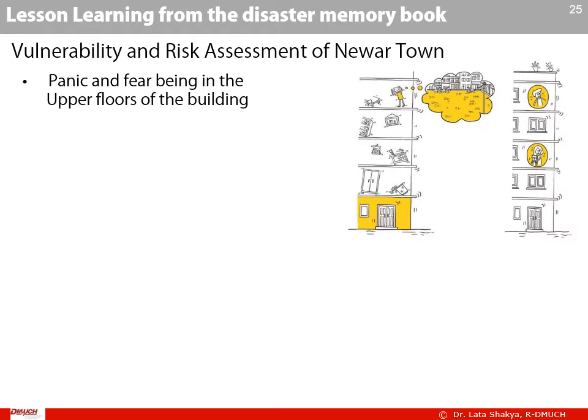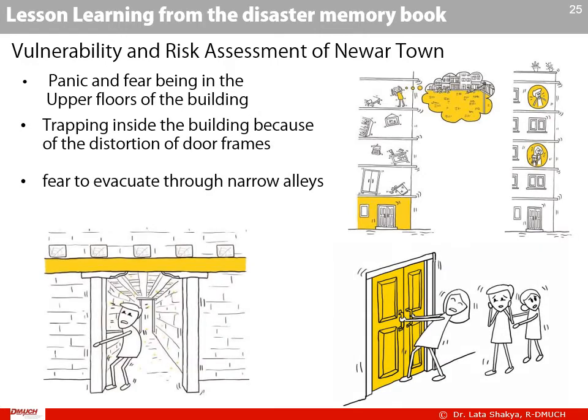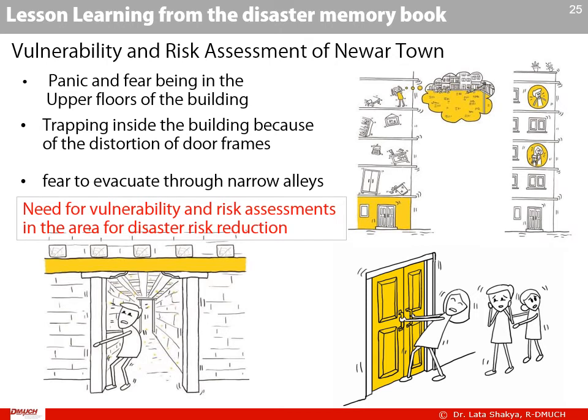Traditional newer houses are 4 to 5 storied buildings composed of timber and brick masonry. Many victims experienced fear and panic of being on the upper floors of the building, and they also felt helplessness for family members who remained upstairs. Many residents also experienced being trapped inside the building because of the distortion of door frames. They also experienced fear of evacuating through narrow alleys. It can be said that there is a need for vulnerability and risk assessments in the area for disaster risk reduction.